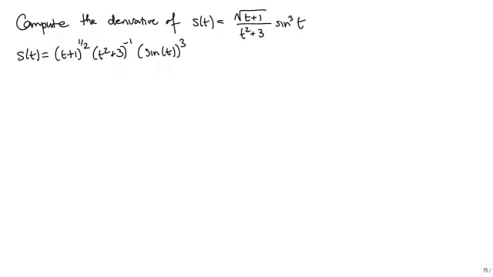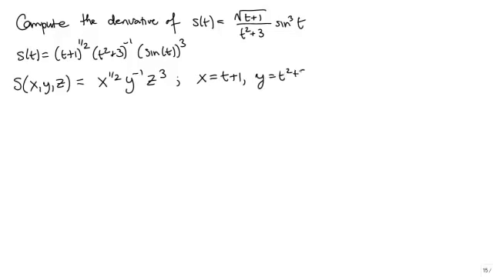However, that's not the way I want to do this one right here. What I want to do is I'm going to sort of add an intermediate step here. I'm going to talk about the function s of three variables, x, y, z. And this function is going to be x to the 1/2, y to the -1, z cubed. And I didn't pick this at random. Hopefully, you'll see that there was a little bit of method to my madness. I'm also going to talk about the functions x equals t plus 1, y equals t squared plus 3, and z equals the sine of t.